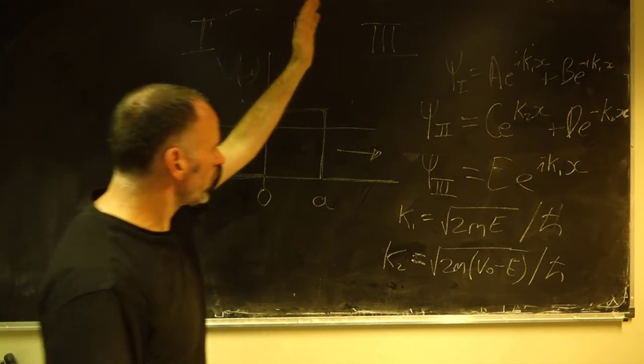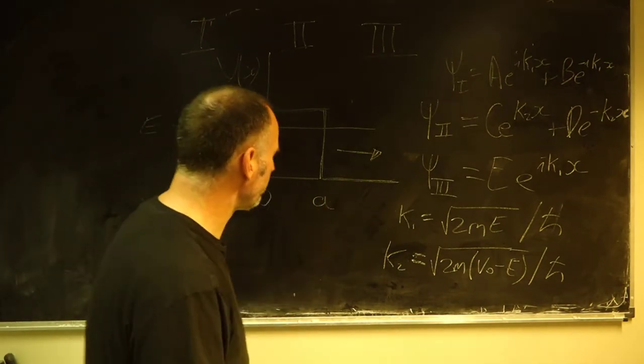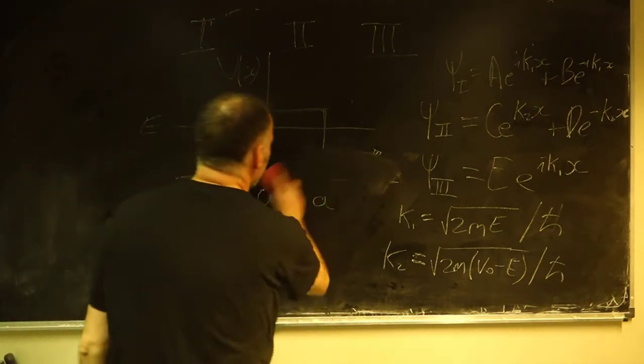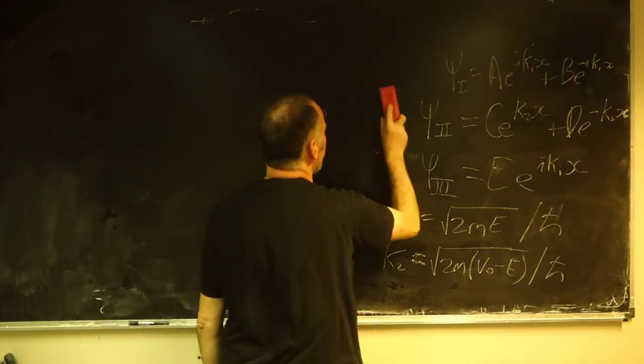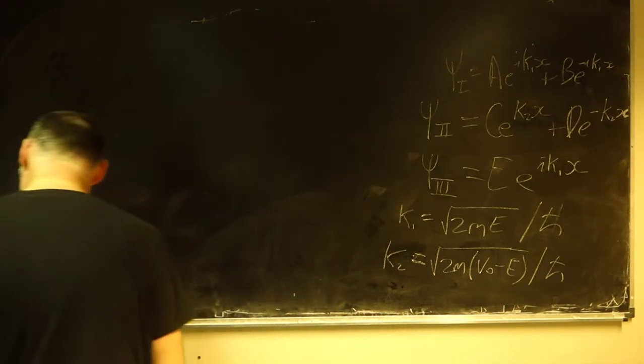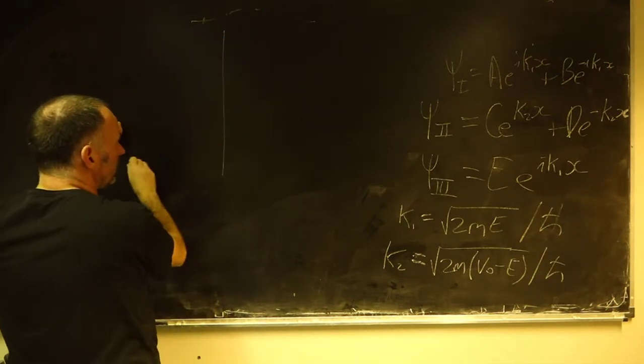Right, so those are our wave functions. Those are our values of K. We're going to determine, or you're going to determine, transmission and reflection coefficients. But before we do that, let's look at the probability density.